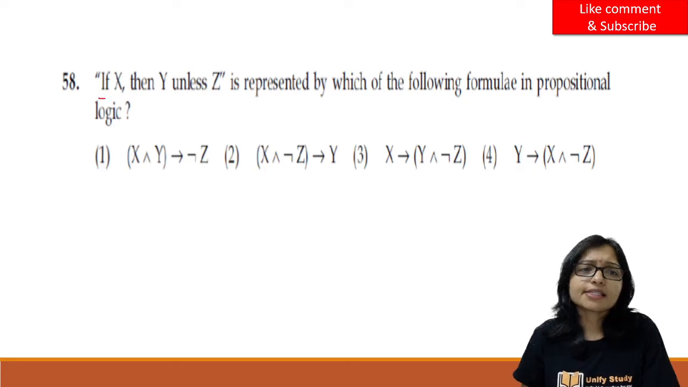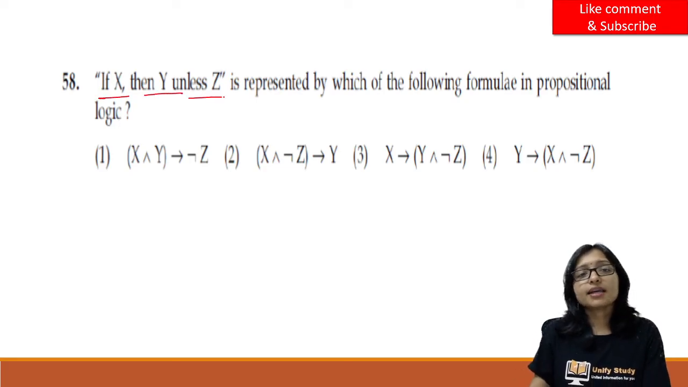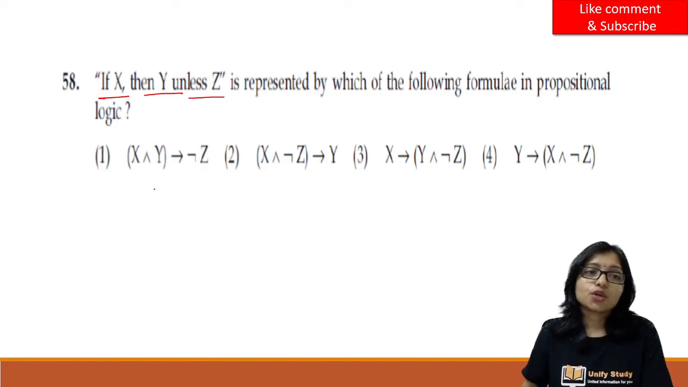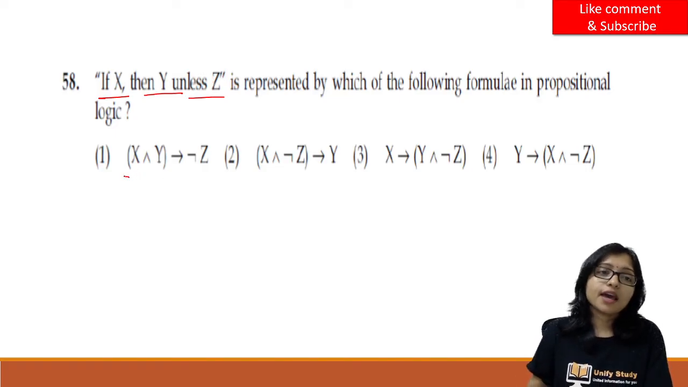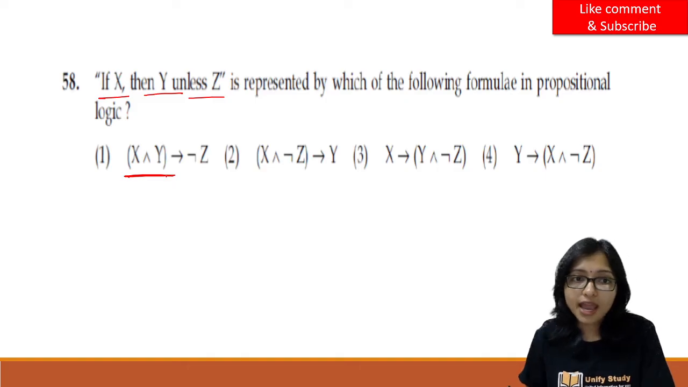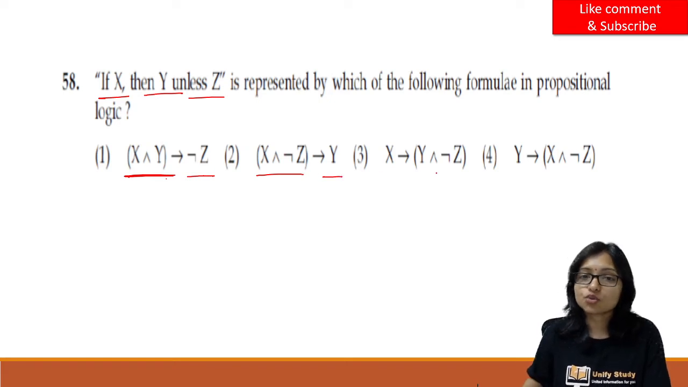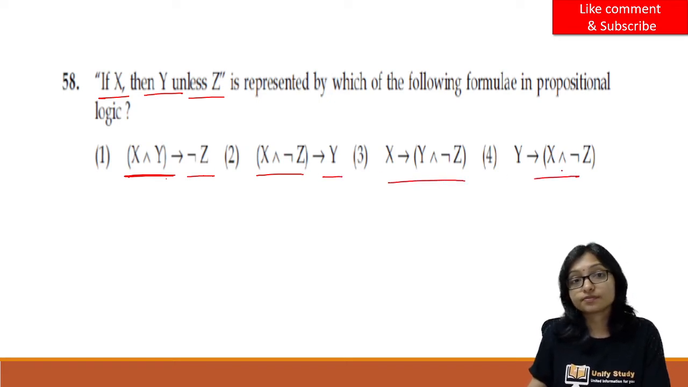Here it is, if X then Y unless Z. Think it. You can do. Think it. Yes. So you can see here X and Y implies not Z. X and Z, this one and this one. What is the meaning? Think like that.